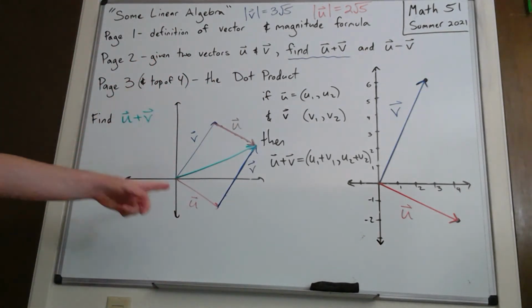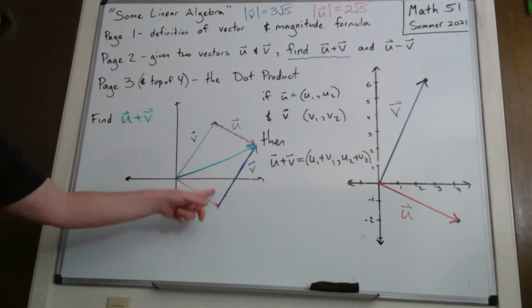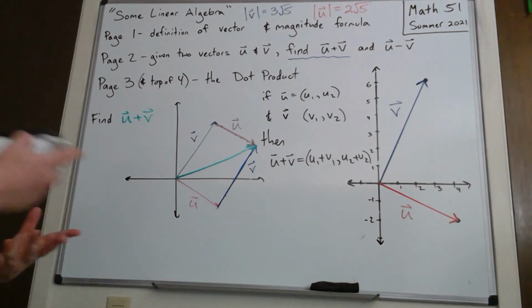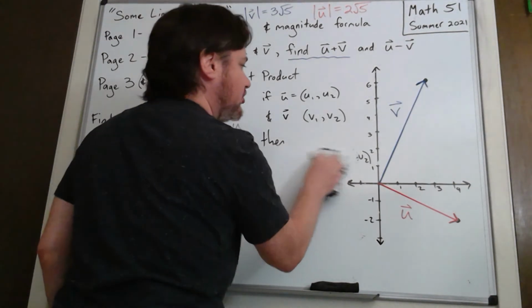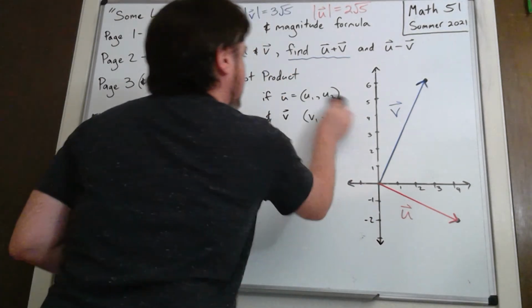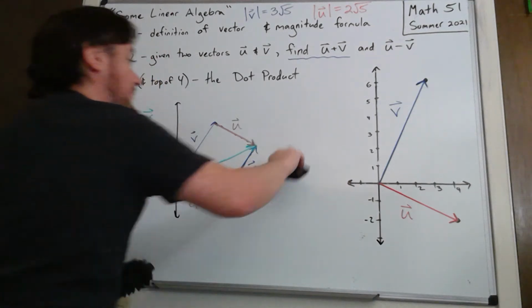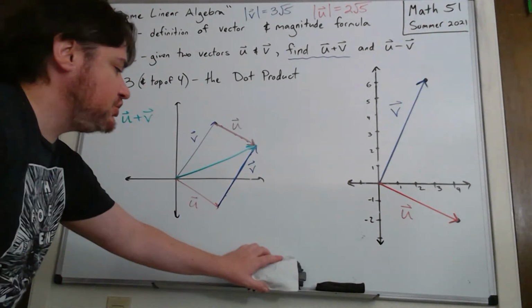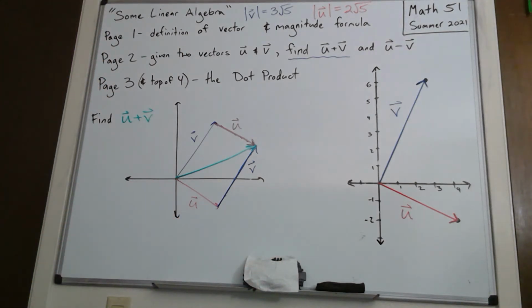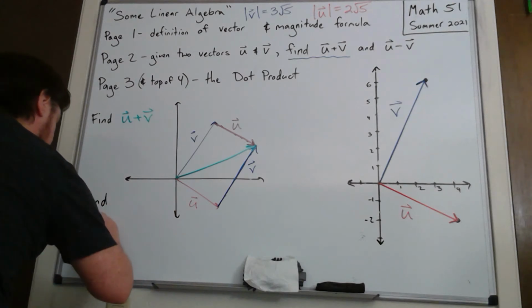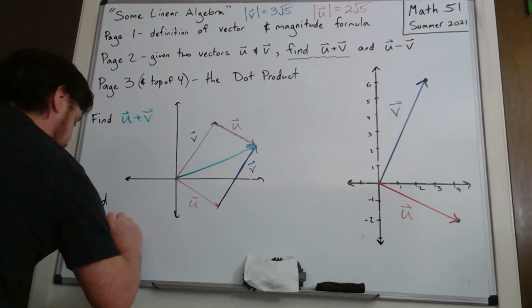Because u minus v is going to be this diagonal in one of the directions. V minus u would be the opposite direction. And those are not the same, right? Subtraction is not commutative. You can't swap the order. If you do swap the order of a subtraction problem, you get the negative of the original answer, right? So we want to look for u minus v. So find u minus v.